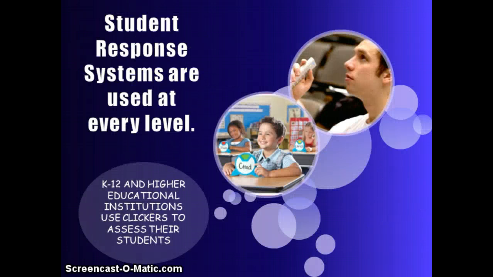Student response systems are used at every level of education, K through 12 and higher level educational institutions. They all use clickers to assess their students. These clicker and SRS systems are data driven by collecting data on each individual student.